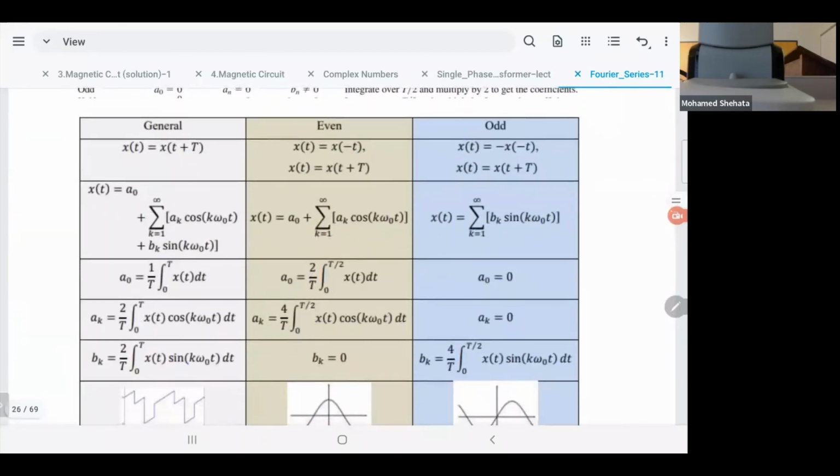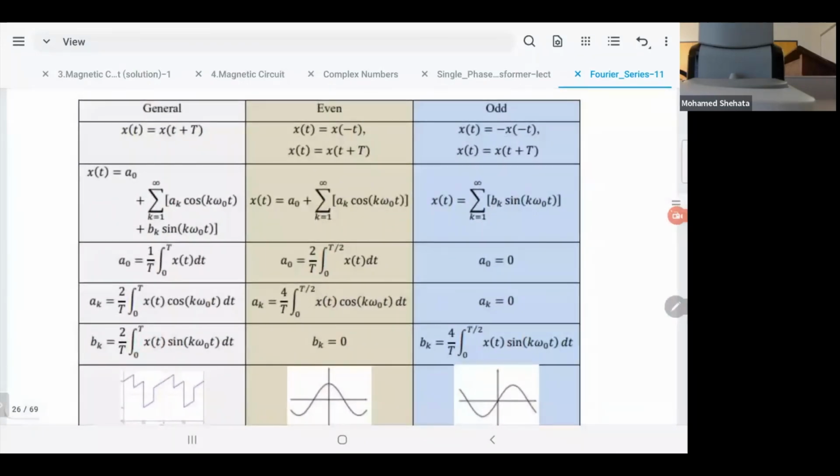Now, I put in this table everything simplified. The first one to the left is general. It's not even, it's not odd. General, so that you can apply the same way how you find a naught, how you find A_k, how you find B_k, and that's for any periodic function. If you have an even function, what does it mean? How do you know if you have an even function?